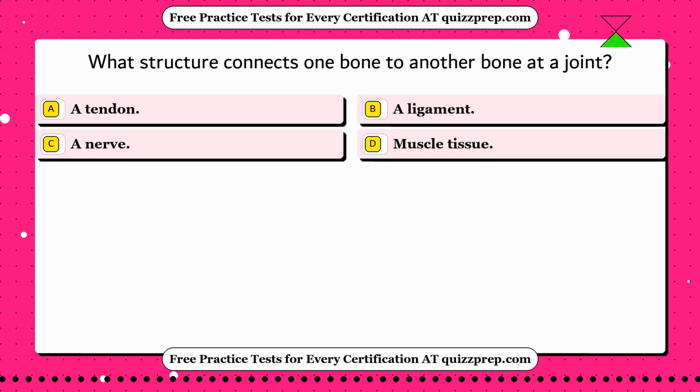Question 7. What structure connects one bone to another bone at a joint? Option A. A tendon. Option B. A ligament. Option C. A nerve. Option D. Muscle tissue.